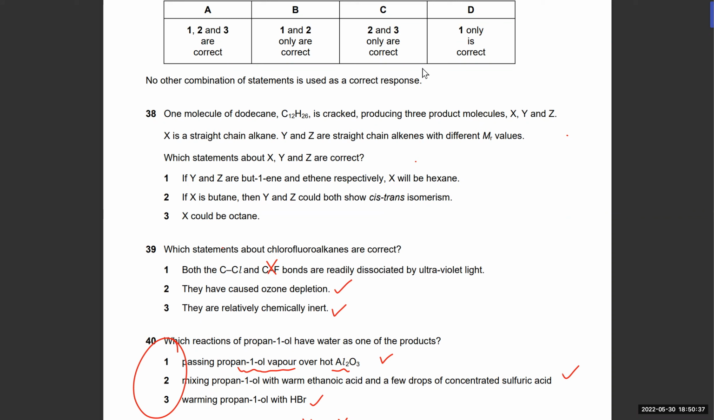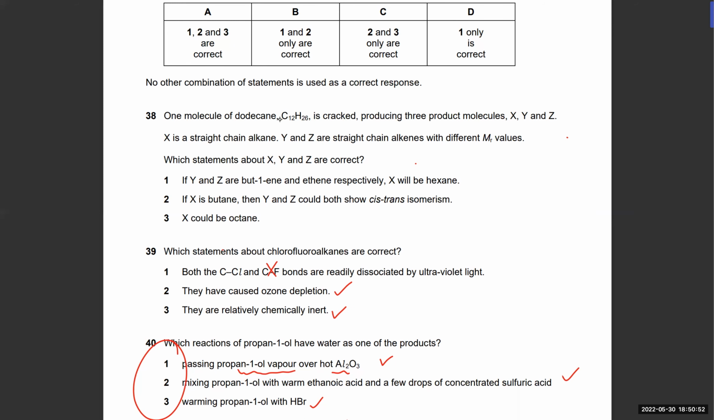So one molecule of dodecane is cracked, producing 3 molecules of X, Y, and Z. X is a straight chain alkane, Y and Z are straight chain alkenes with different MR values. Which statement about X, Y, and Z is correct? So this molecule, C12, is being cracked into 3 things. One of them is a straight chain alkane, and Y and Z are alkenes. So a straight chain alkane would be CnH2n+2. And you've got 2 alkenes, and we'll put the numbers in later, but there are 2 of them and they have different MR values.